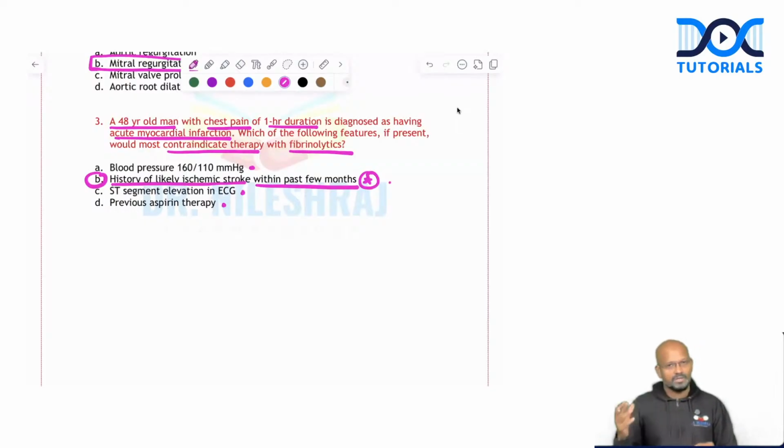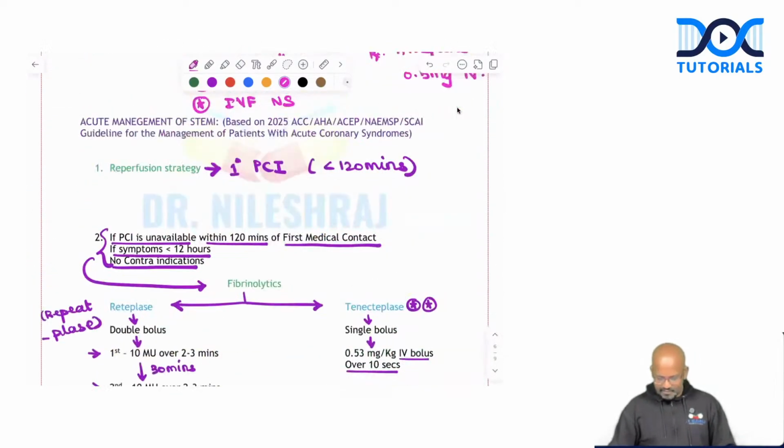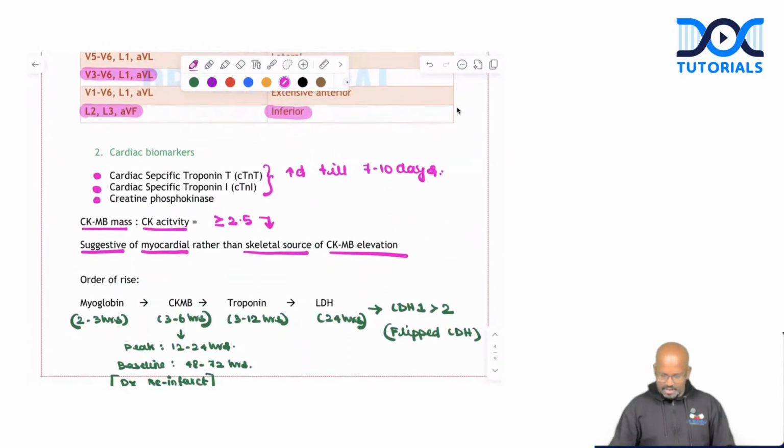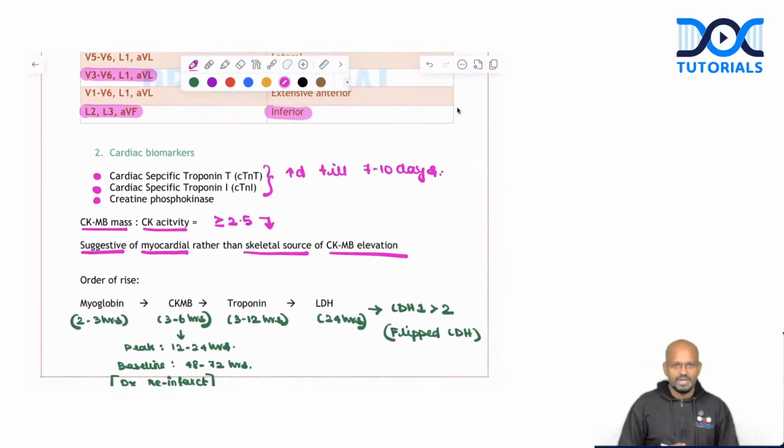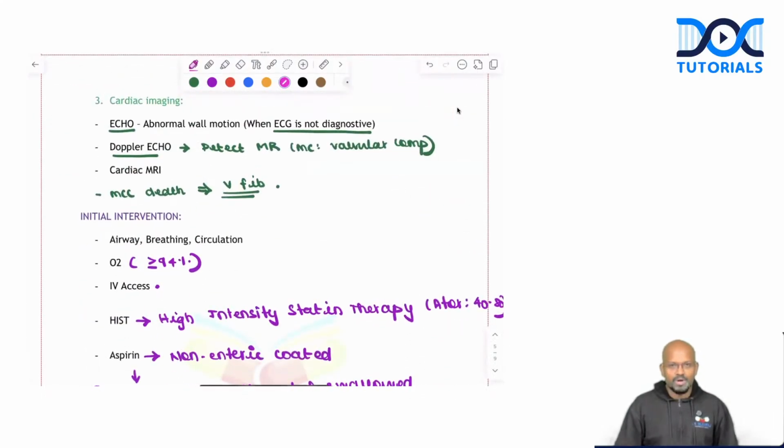We explained the cardiac biomarkers. Here is where the cardiac biomarkers are, and the earliest one is myoglobin. The late one is going to be LDH. We explained flipped LDH and the diagnosis of reinfarct. Then we came to cardiac imaging, guys. We explained echo, Doppler echo, cardiac MRI, and the cause of death in patients with MI.